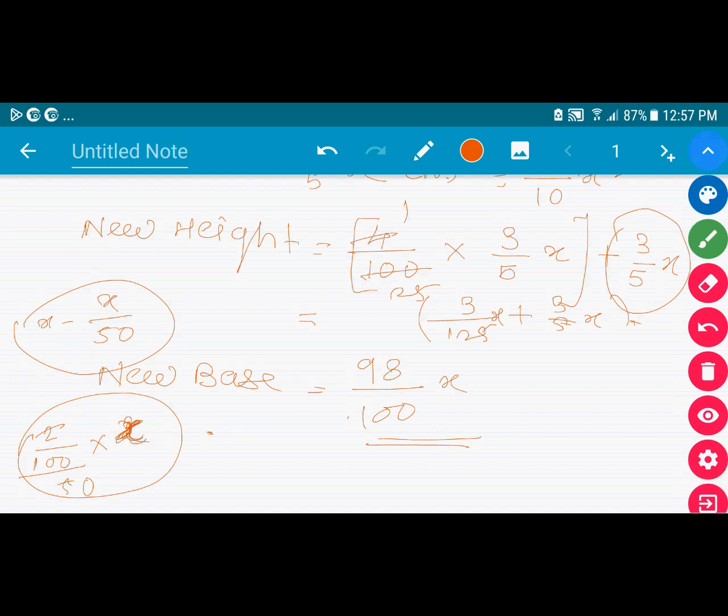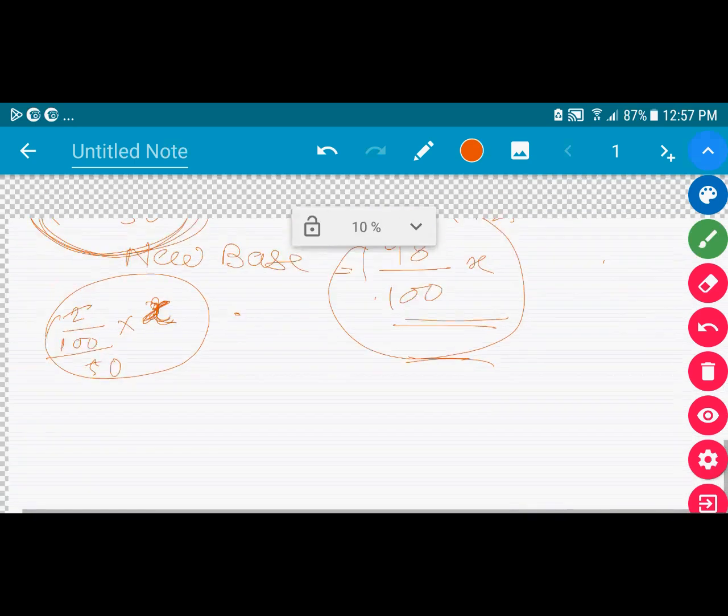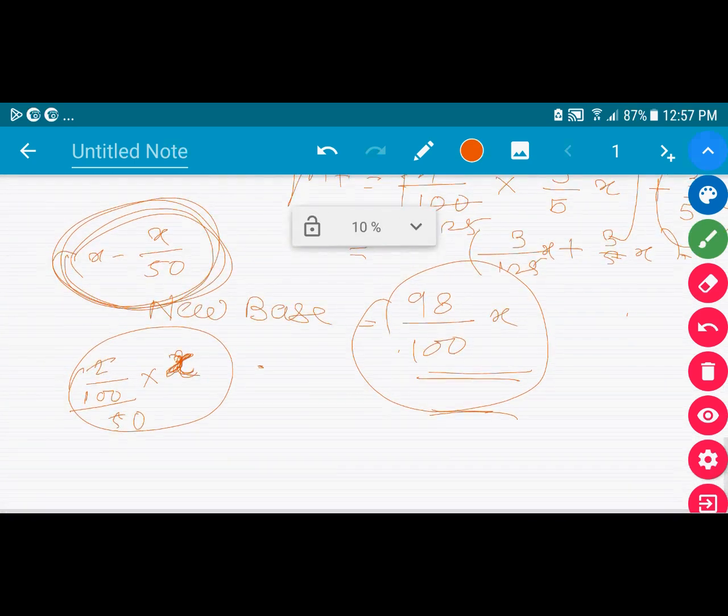Or 49/50x. If we consider this, it becomes 49/50x. So this is our new base. Now we have the new height and the new base, and we know the formula for the area of the triangle. So the new area of the triangle, A2, is 1/2.